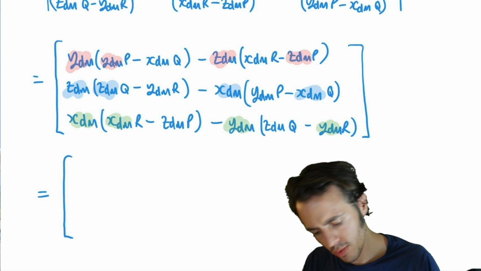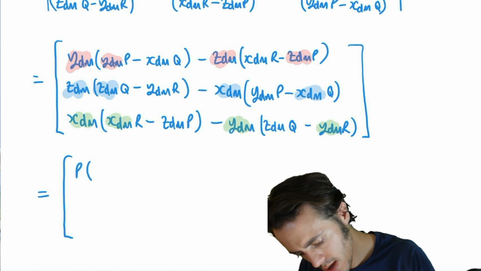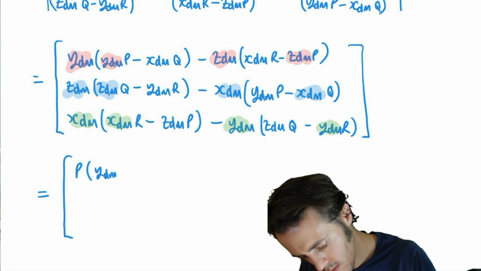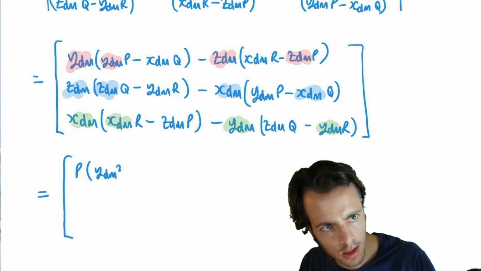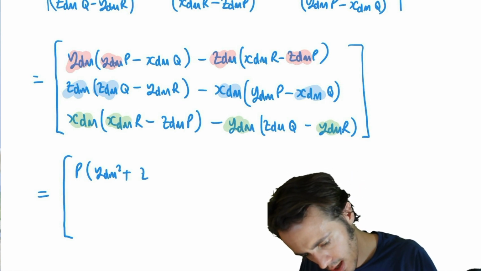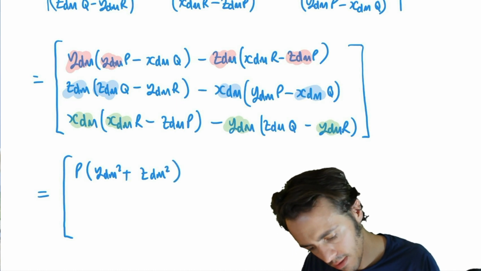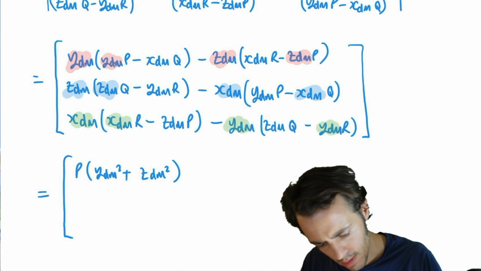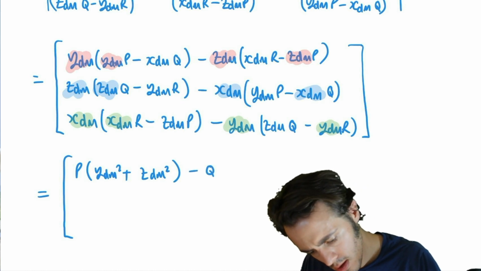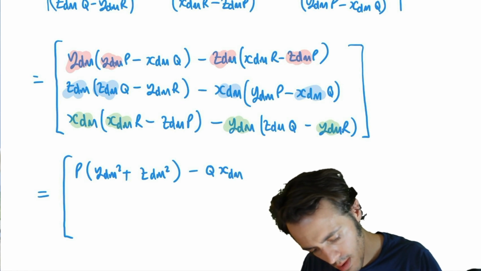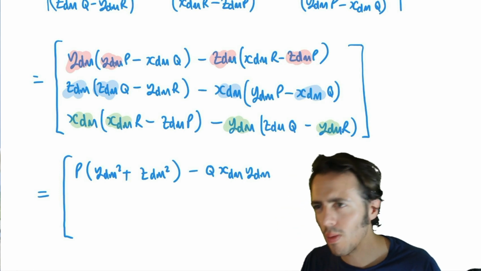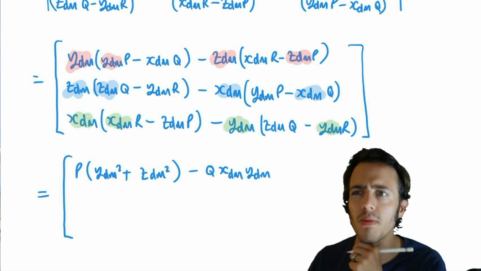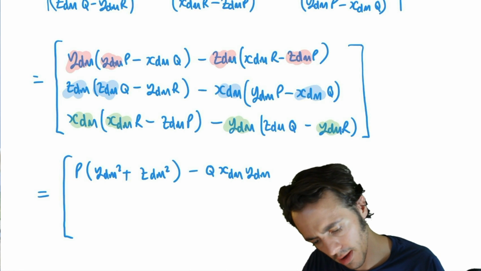So I'm going to end up with p multiplied by y dm squared plus z dm squared, and then the other terms I'm going to have left, I'm going to have minus q x dm y dm. I wish I hadn't chosen two-letter subscripts to do here now, but I'm stuck with it and I'm going to continue with it.